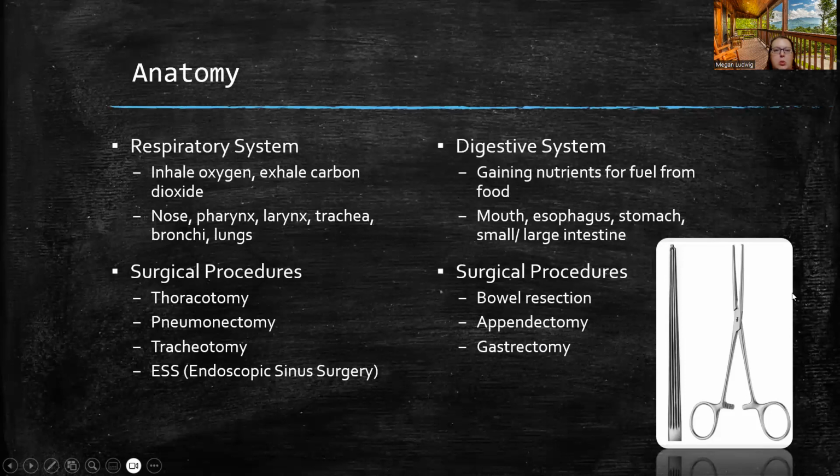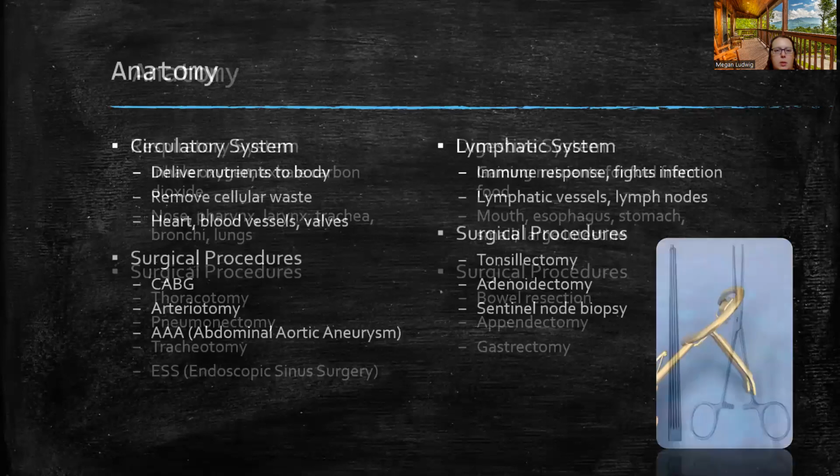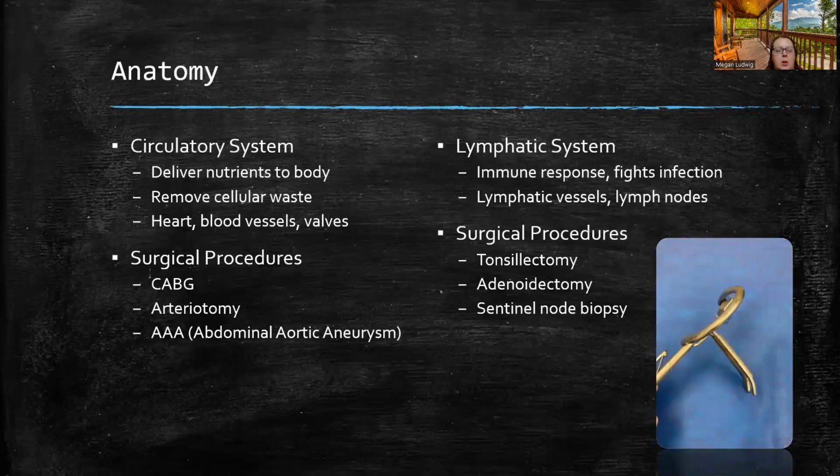Looks very similar to a Coger clamp if you've had surgical instrumentation, because it has a little tooth here in the end, but these longitudinal serrations make it an Allen clamp. It's an atraumatic bowel clamp. Clamp the bowel straight across to remove it. A couple more here. Circulatory.